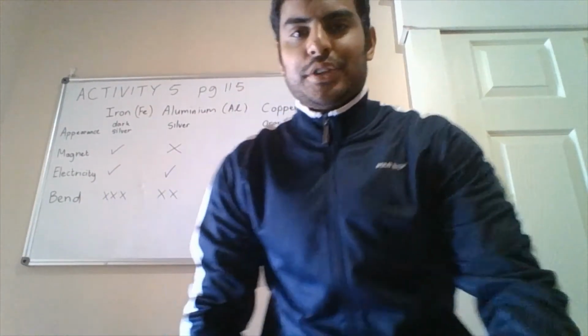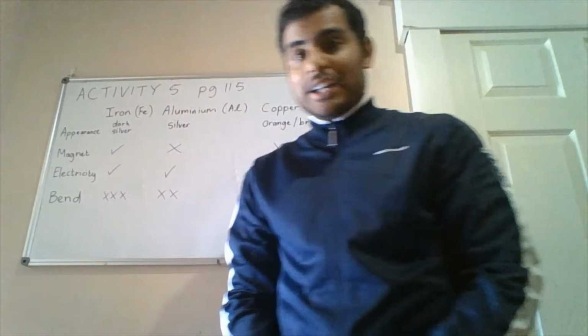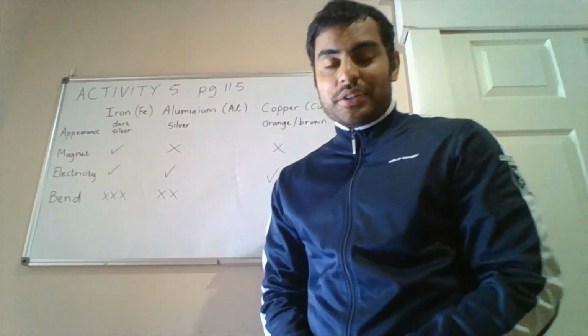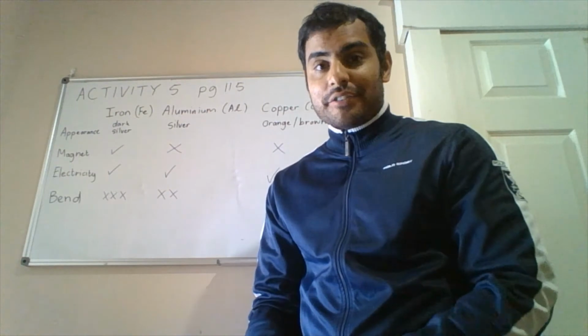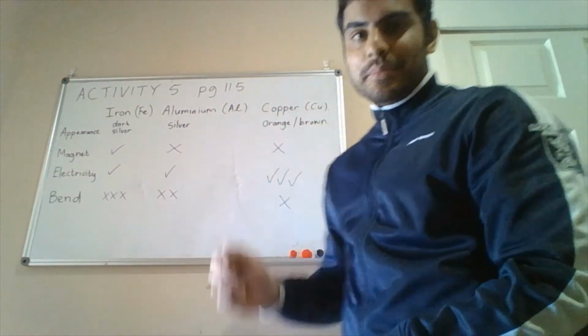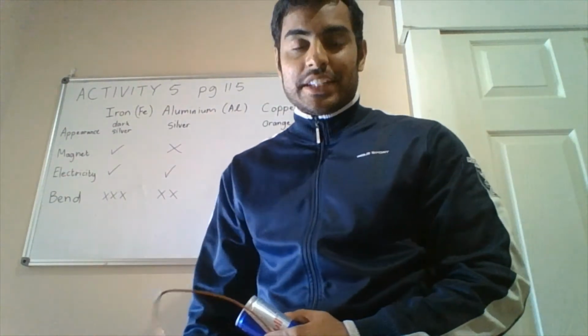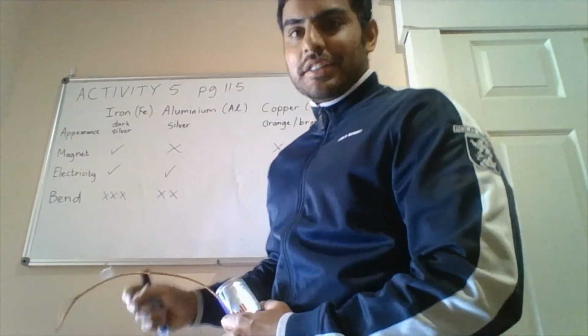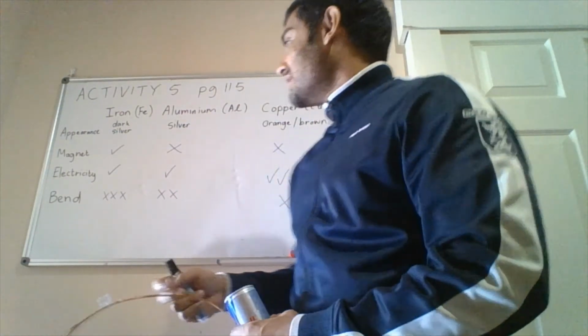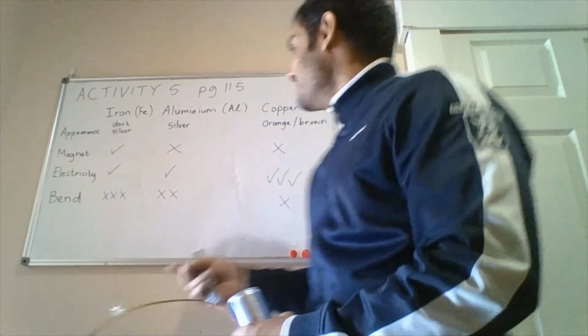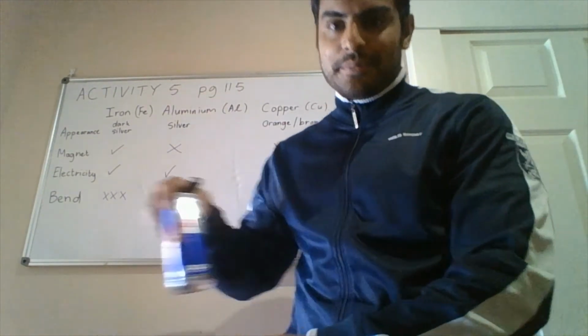So next, I just wanted to do an example with you guys. The example I've chosen is activity 5 on page 115. And what we're doing here is comparing the properties of 3 different metals: iron, aluminium, and copper. So I've got an iron screw, the copper wire, and an aluminium can. The first property we're going to look at is the appearance. The iron screw is like a dark silver in color, aluminium is silvery, and copper is an orange-brown color.